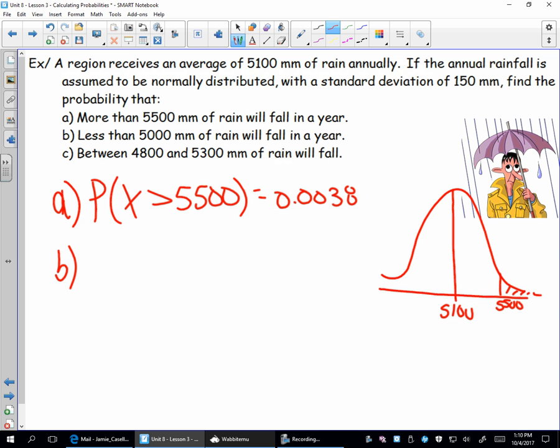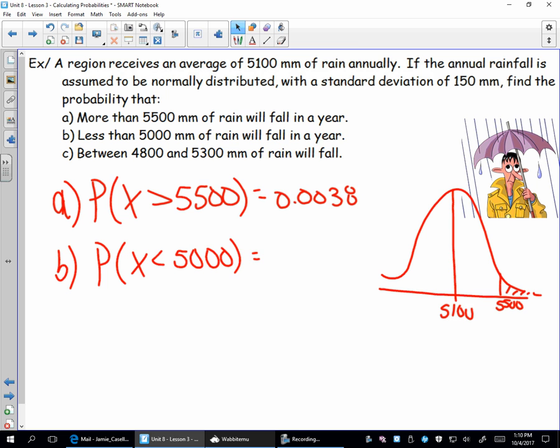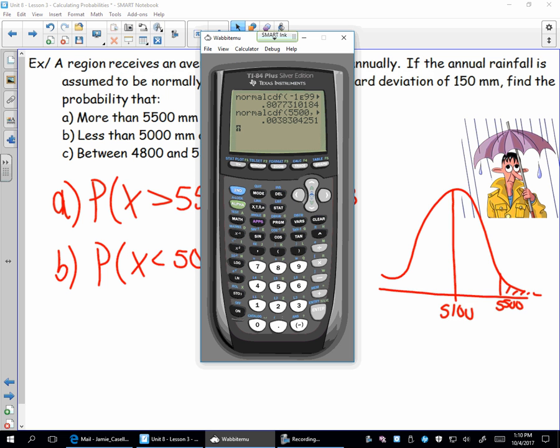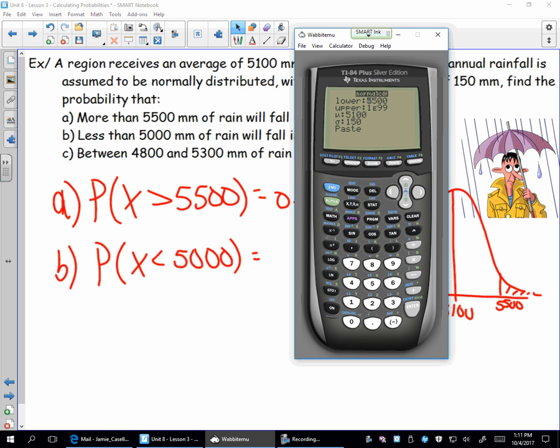Let's try B. Less than 5,000. So X less than 5,000. Okay, calculator. Second, vars. Normal CDF. I want to go from as far left as I possibly can to 5,000. So we use negative 1E99 up to 5,000, that's my upper boundary. My mean and my standard deviation stay the same. We'll paste it, and 0.2524.